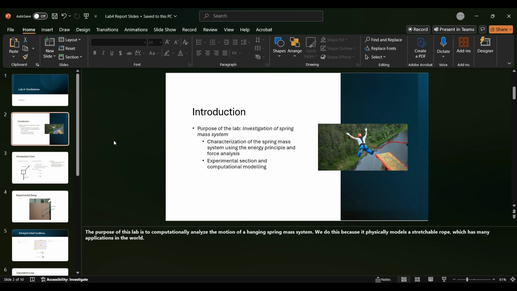So, the purpose of this lab was to computationally analyze the motion of a hanging spring mass system. We do this because it physically models a stretchable rope, which has many applications in the real world, like, as you can see in the picture, bungee jumping.